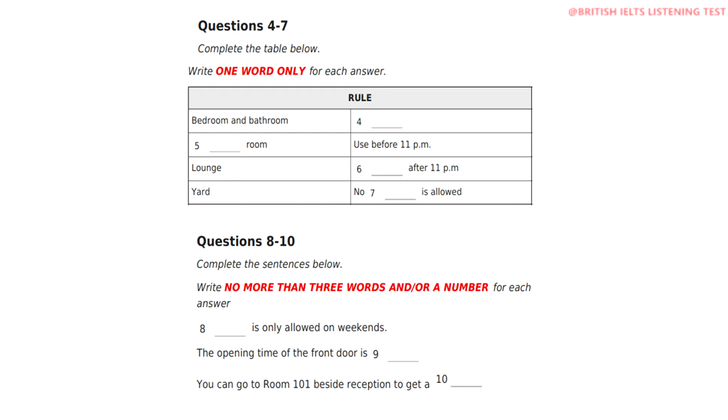How could we get the front door key? You can go to Residence Office building and get your key in room 101. Sure. Well, any questions? This is the end of section 1. You now have half a minute to check your answers.